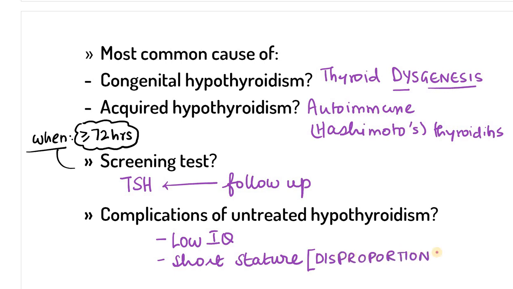What is that disproportionate? Which part of your body is more affected in hypothyroidism? It is going to be short limbs. So this is one of the classical examples of short limb short stature. This is what you need to remember.